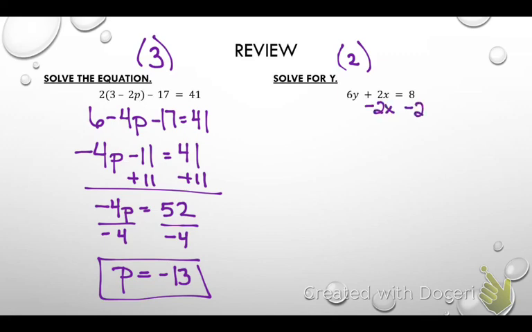Are you paying attention? 6y equals, can I combine these? No, they are not like terms. Negative 2x plus 8. Now what do I do to solve for y? Divide everything by 6. 6 all the way across.